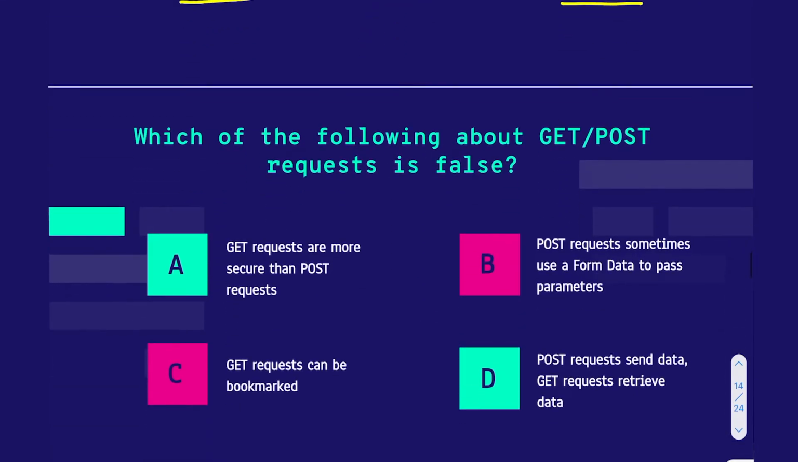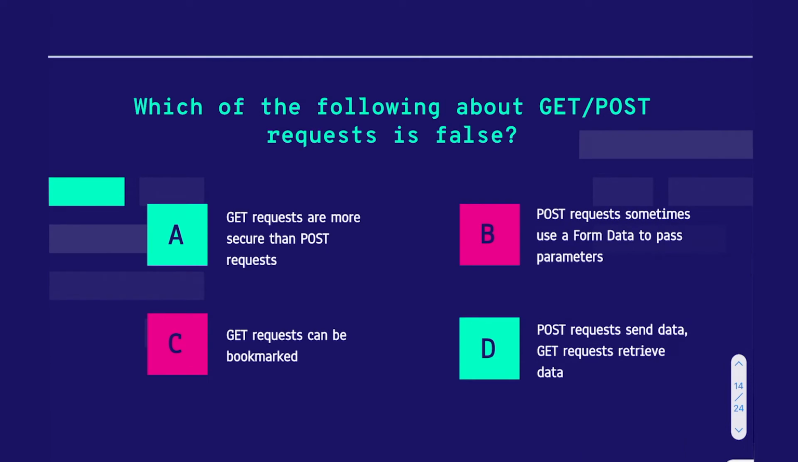All right, next question. Which of the following about GET/POST requests is false? A, GET requests are more secure than POST requests. B, POST requests sometimes use form data as parameters. C, GET requests can be bookmarked. D, POST requests send data, GET requests retrieve data. The correct answer is A. So let's go over B, C, and D, and then we can go back to A.